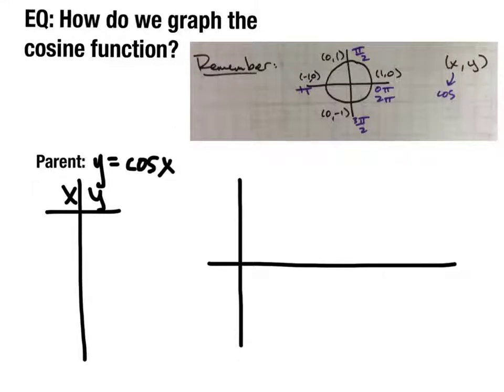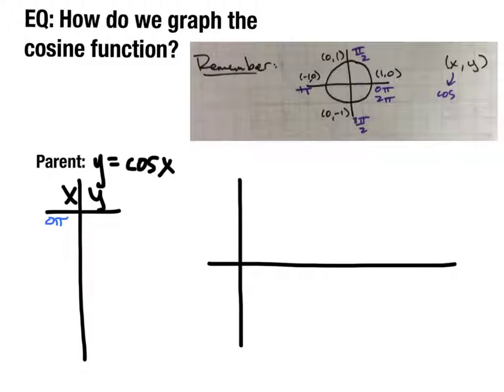Okay, so today we're going to graph the cosine function. The very first thing I want to look at is the parent function y equals cosine x. I've got some x values that come from going around the unit circle.